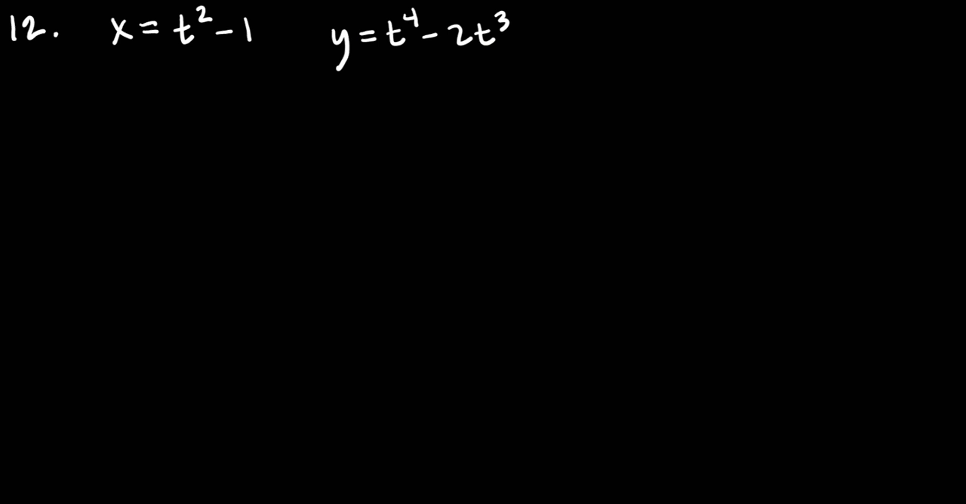All right, number 12 is another motion question. The position is x equals t squared minus 1 and y equals t to the 4 minus 2t to the third, but we want to know the acceleration vector at time t equals 1. We know that in the one-dimensional case, acceleration is the second derivative of position, and it's the same thing in the vector-valued case. So my velocity vector is going to be x prime and y prime. I can take the derivative of t squared minus 1, that's 2t, and the derivative of y is going to be 4t to the third minus 6t squared.